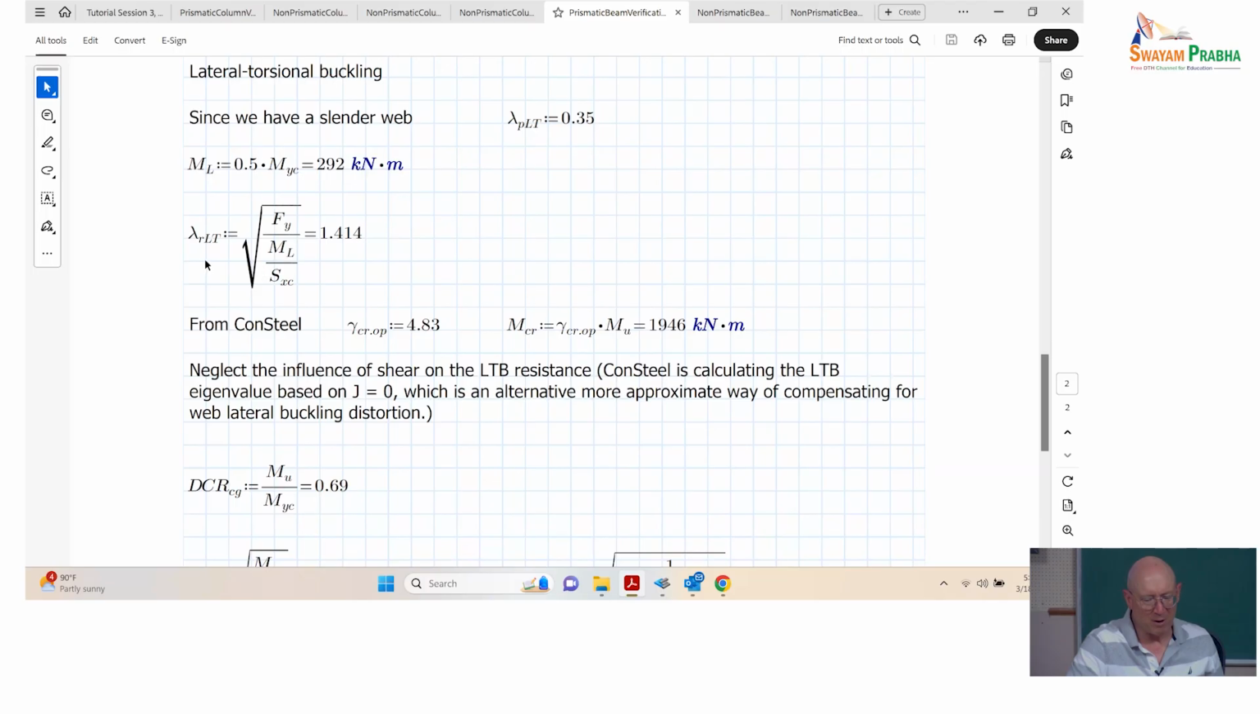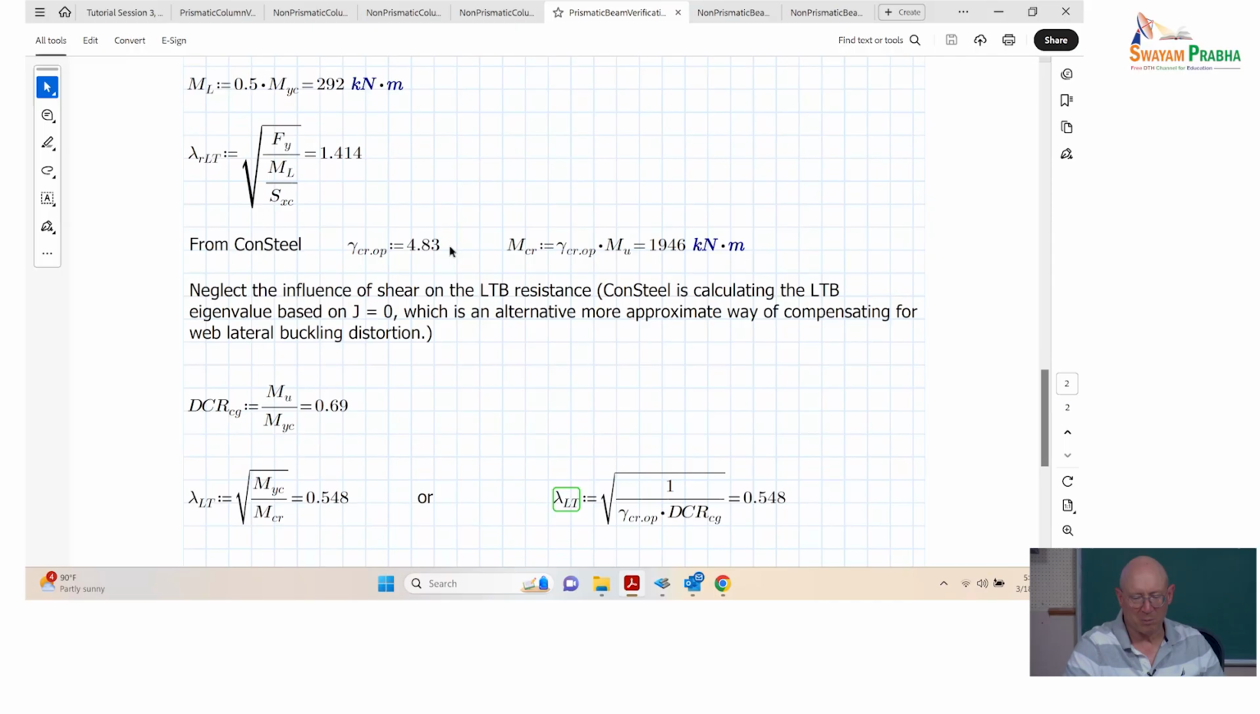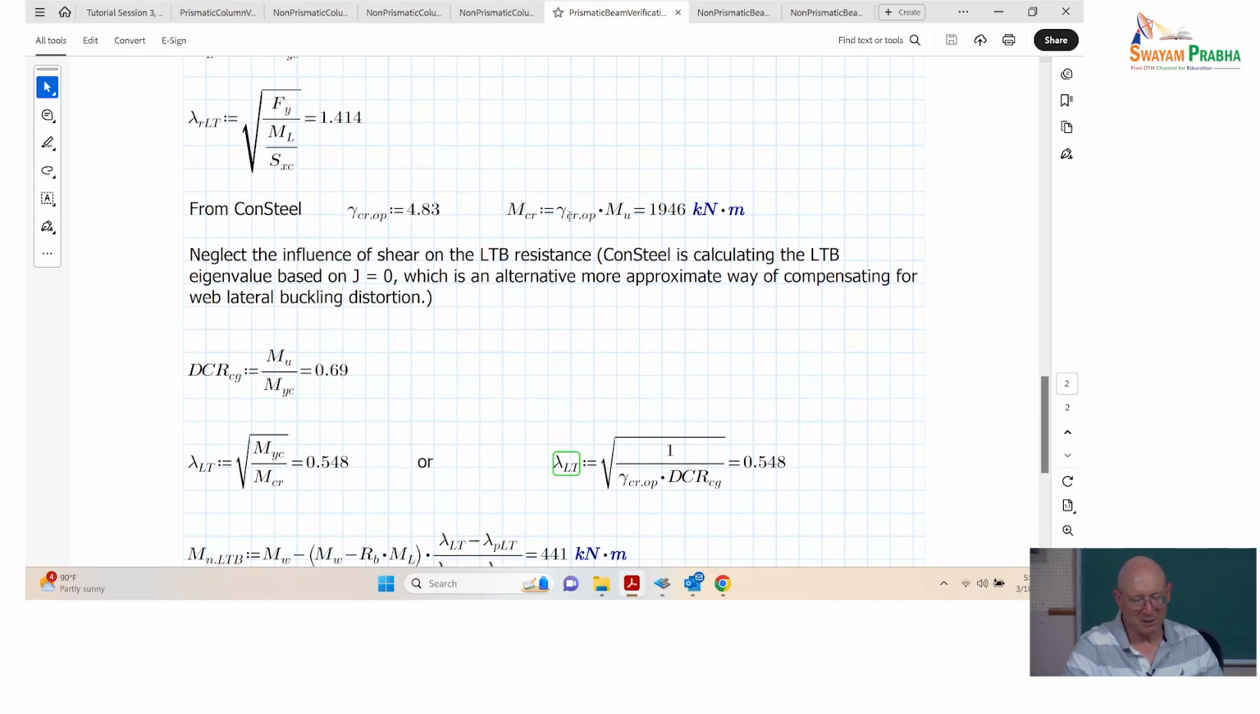And so lambda R LT, if you look at how that's working, that's really just the square root of Fy to the elastic buckling stress at lambda RLT. So that's 1.414. Okay, basically the square root of 1 over 0.5, or square root of 2 in this case. All right, we had the 4.83 from Consteel for the lateral torsional buckling. So we multiply mu by our elastic eigenvalue to get to the moment at the top of the column at elastic buckling.